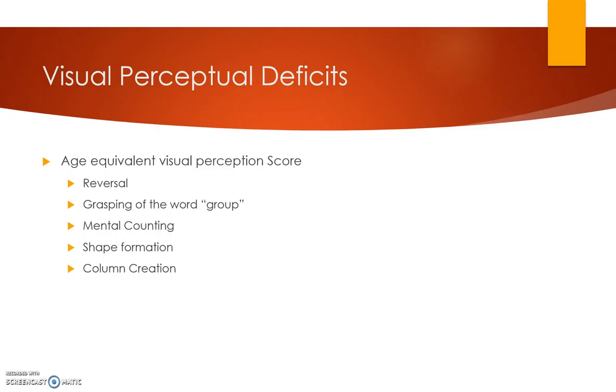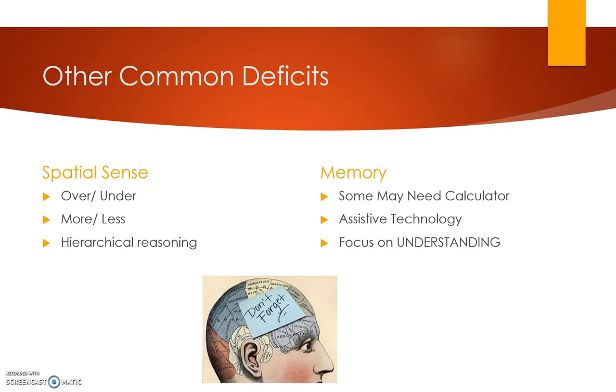Visual perceptual deficits. Visual perceptual deficits are common among students, and they can be things such as number reversal, or difficulty grasping the word group or set. A student may not be able to mentally count in their head, or form shapes, or put shapes together. And it is also very common that students will not be able to create columns, and some students often need to use graph paper in order to make the lines.